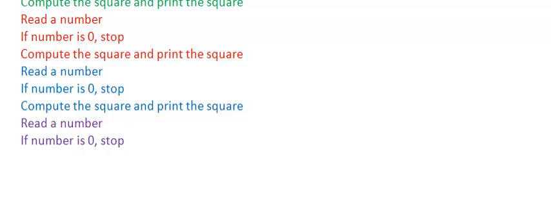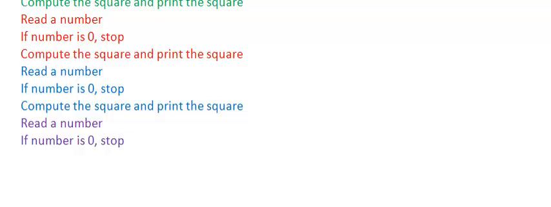So what we are seeing is that we have 3 lines of actions here, 3 steps that get repeated multiple times until we get a number that is equal to 0. That is the sentinel value at which time we stop.